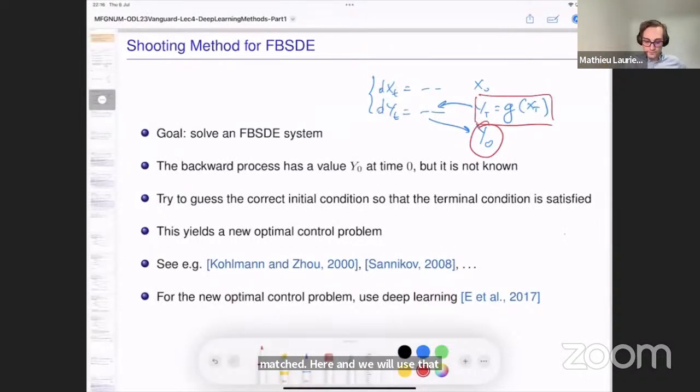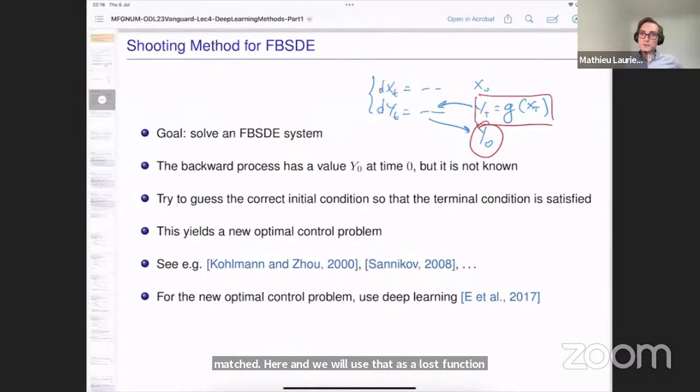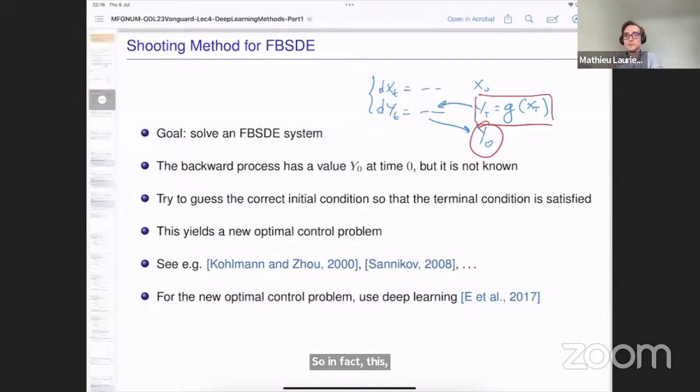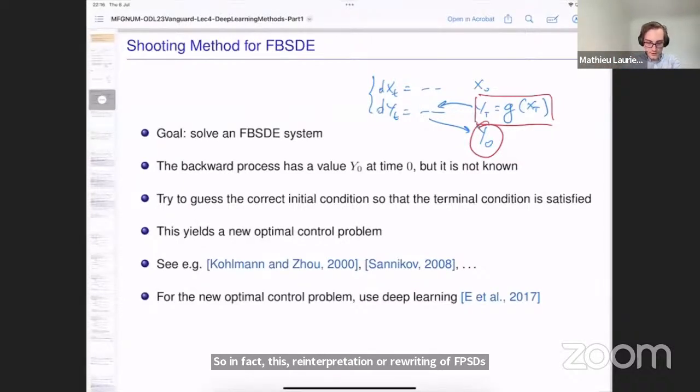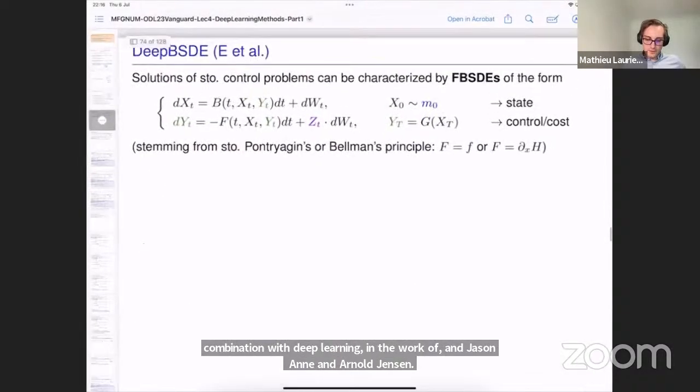loss function. So in fact, this reinterpretation or rewriting of FBSDEs is not new. I think it has been already in the work of Cvitanić and Ma, and then by Sannikov. And more recently, it has been used in combination with deep learning in the work of Weinan E, Jiequn Han and Arnulf Jentzen. So let me explain the idea with mathematical symbols.